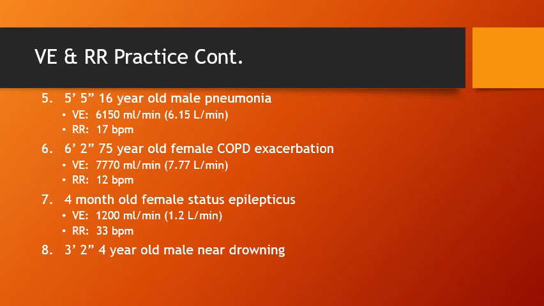And then lastly, we have patient number 8. It's our 4-year-old male near drowning. So pause the video and calculate his minute ventilation and respiratory rate. And you should have gotten a minute ventilation of 2,400 milliliters a minute by multiplying his ideal body weight by 150, and a respiratory rate of 25 by dividing 2,400 by that tidal volume that we already calculated.